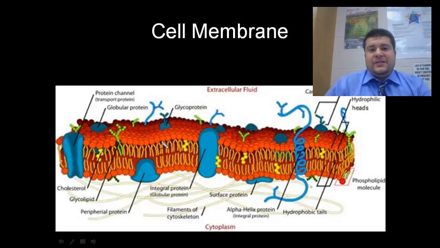The reason it's a fluid mosaic model is because it's got different things embedded into the membrane. For this, we have these things right here, which are our phospholipids, which create a bilayer, and bilayer means two. So we actually have one that's on either side.